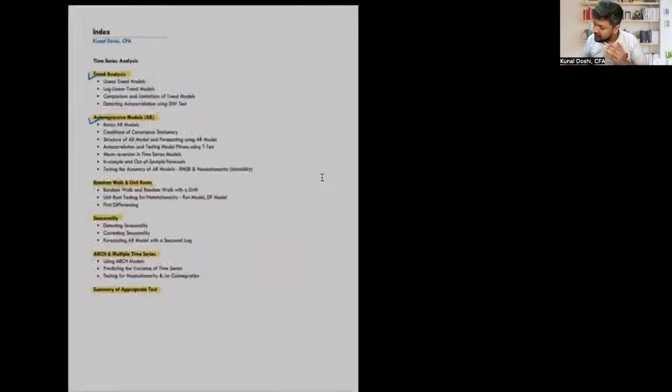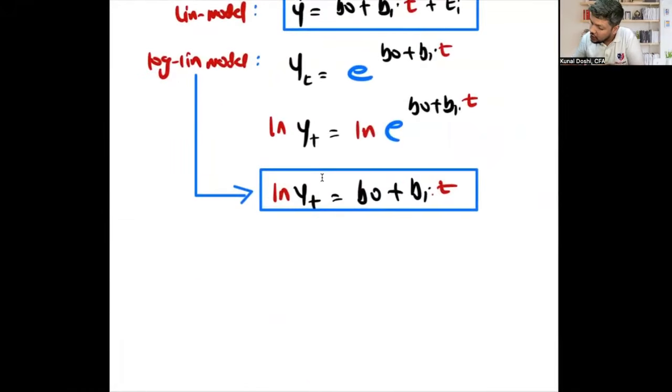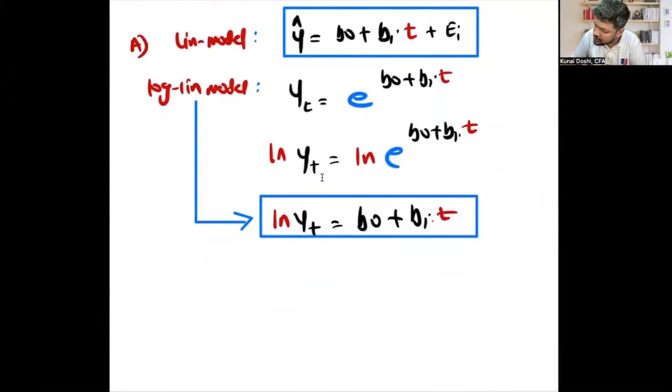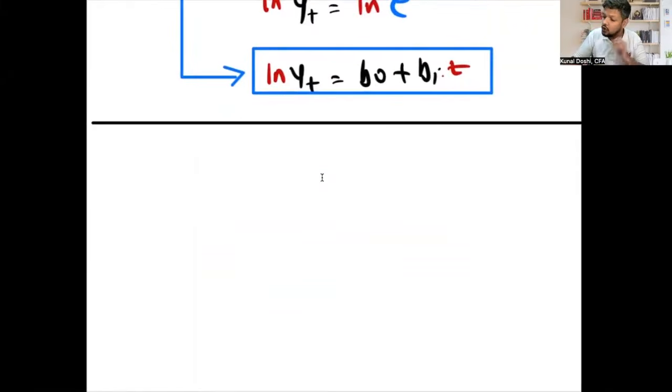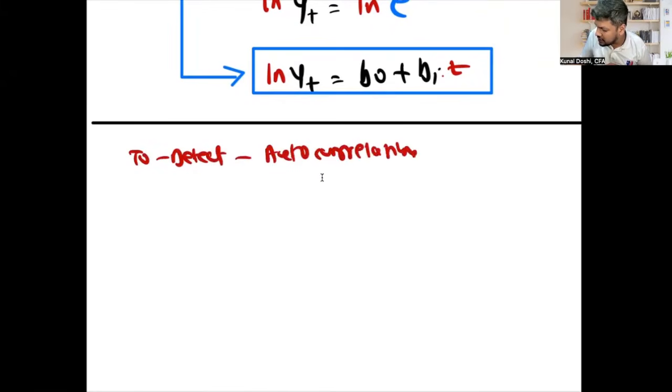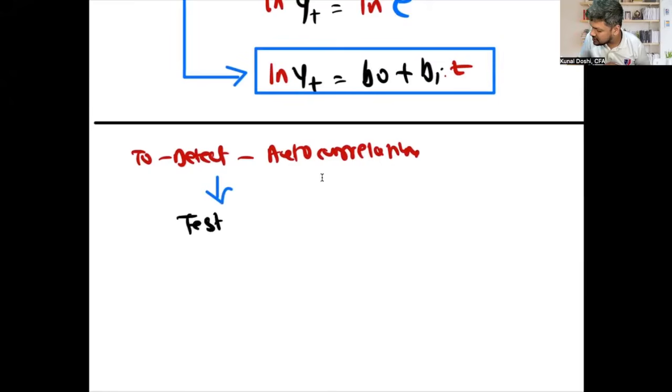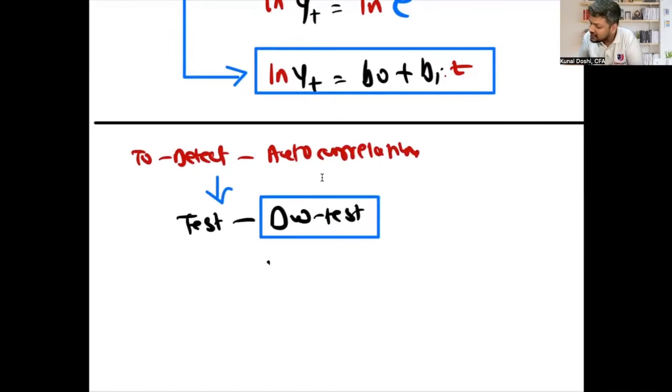Here in the formula, for the log-lin model, we will write A. This is my linear trend model, A and B. Now, to test the fitness of the model or to detect autocorrelation, which test do we use, guys? We use the Durbin-Watson test, the DW test. In the DW test, we do not have to do a formal test. We just have to see the outcome, whether the DW is equal to 2 or not equal to 2.